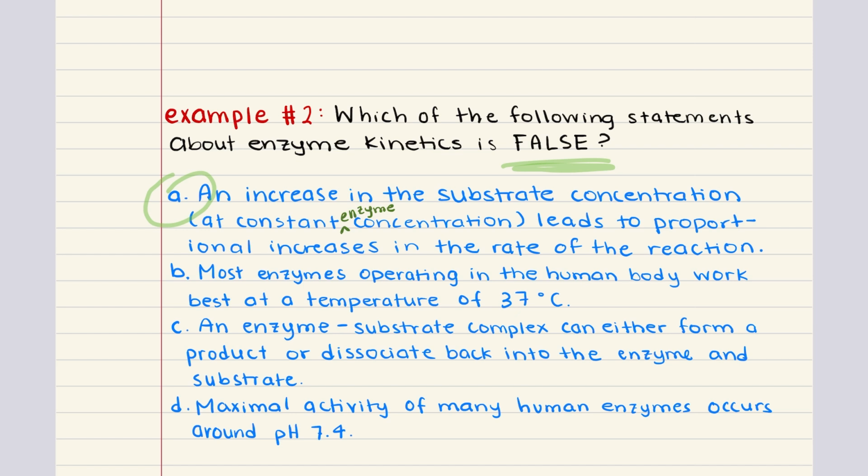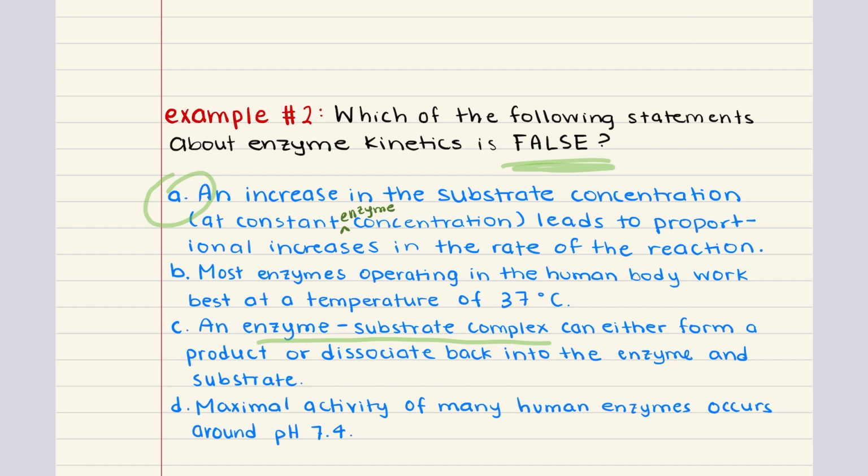C says, an enzyme substrate complex can either form a product or dissociate back into the enzyme and substrate. This is also true. Once a substrate binds to an enzyme, the enzyme substrate complex is formed, but it's not guaranteed that a product will be made. The substrate can still unbind and revert back to its original form, so this description is accurate.